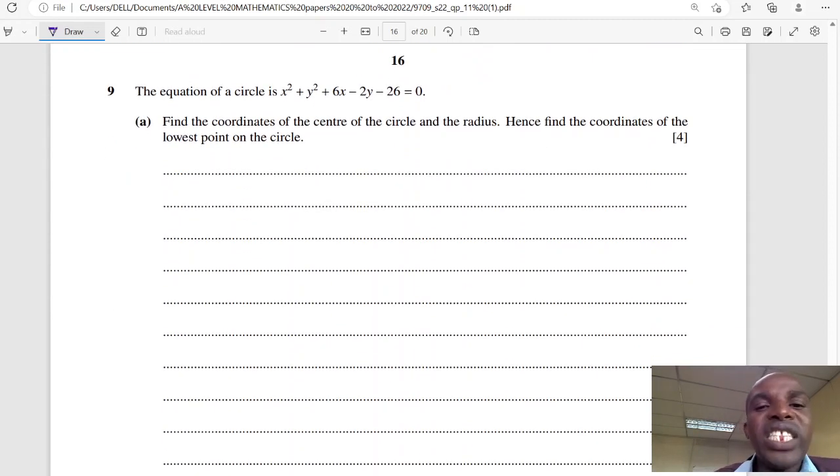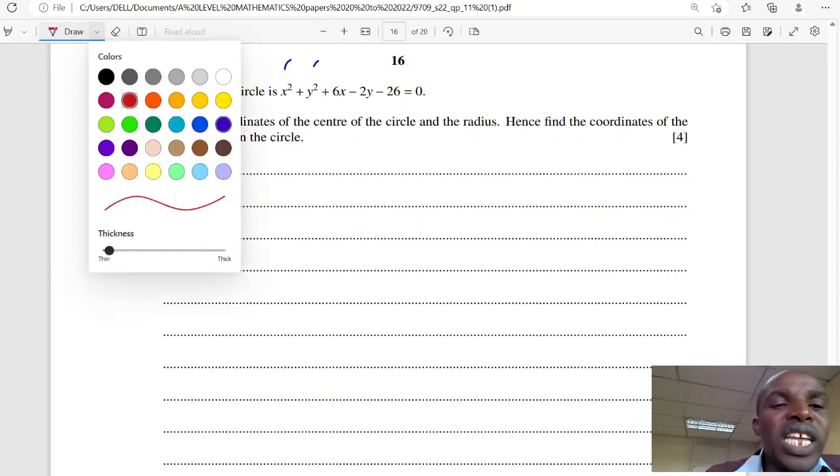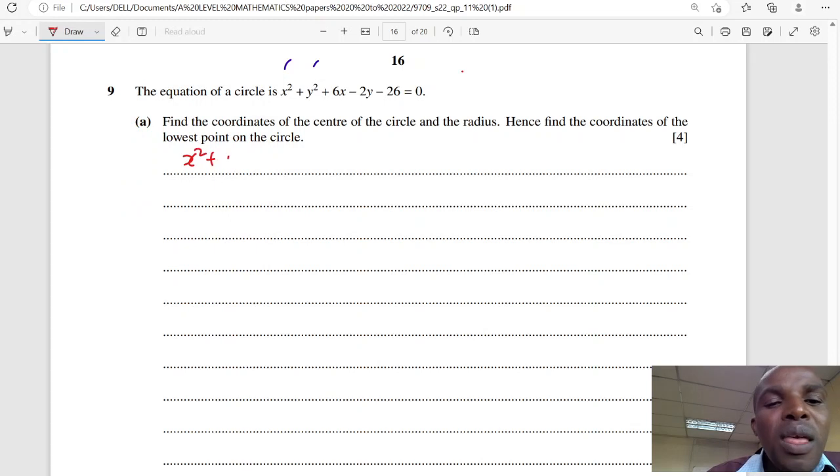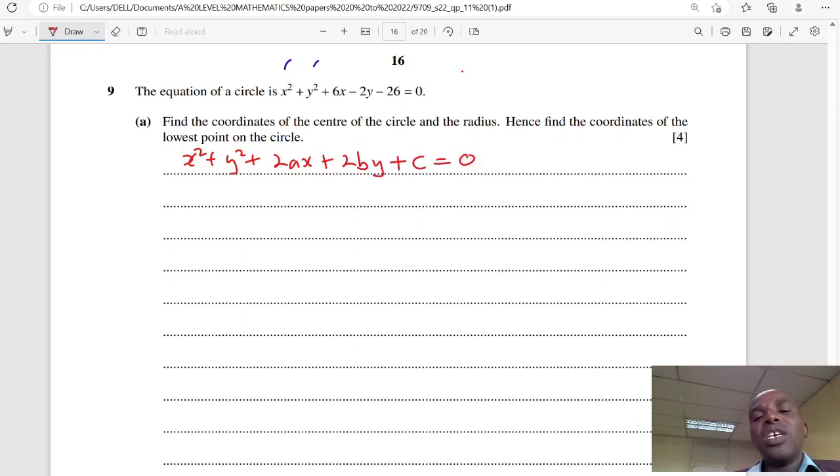The equation of a circle is this one. Then find the coordinates of the center of the circle and the radius. Yes, find the coordinates of the lowest point of the circle. Right, so the equation is in this form. You always have to know the equation of the circle is in the form of x squared plus y squared plus 2ax plus 2by plus c is equal to 0. Like this. So if they say find the center, the center is minus a, minus b. So that's our center here. So you take this part, x squared plus y squared.